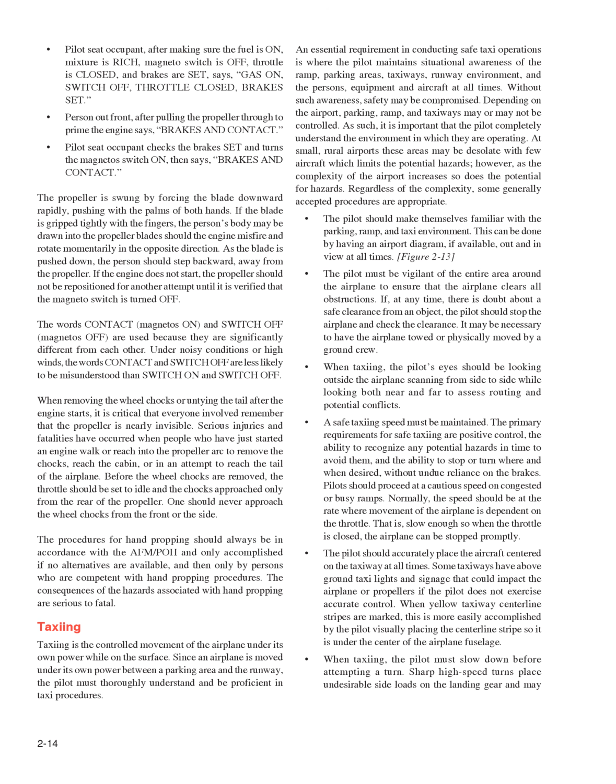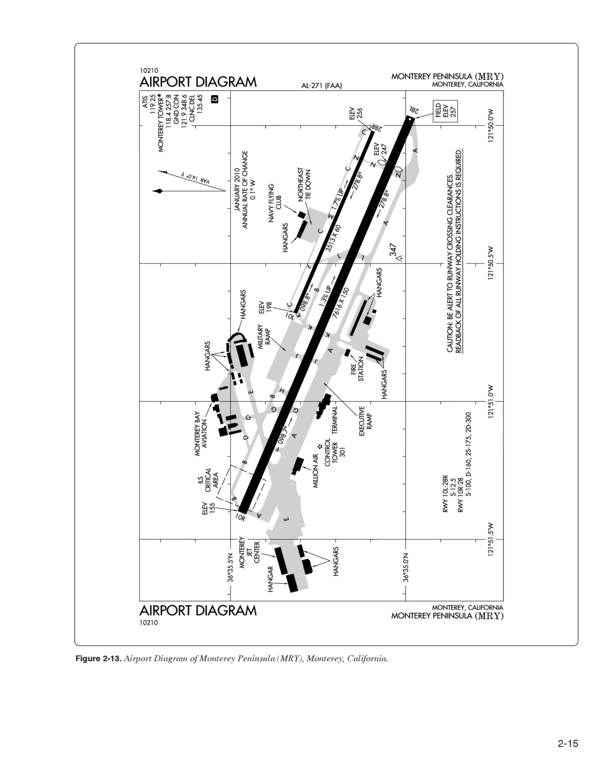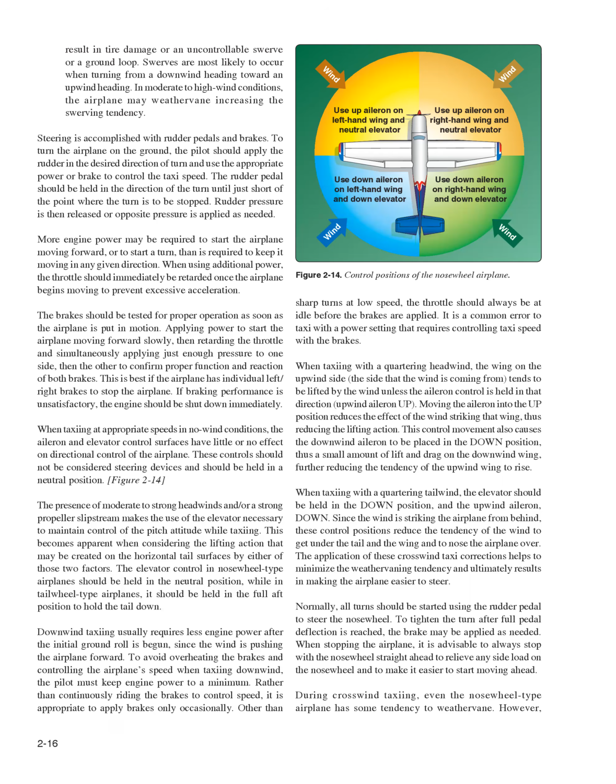When taxiing, the pilot must slow down before attempting a turn. Sharp high-speed turns place undesirable side loads on the landing gear and may result in tire damage or an uncontrollable swerve or a ground loop. Swerves are most likely to occur when turning from a downwind heading toward an upwind heading. In moderate to high wind conditions, the airplane may weathervane, increasing the swerving tendency.